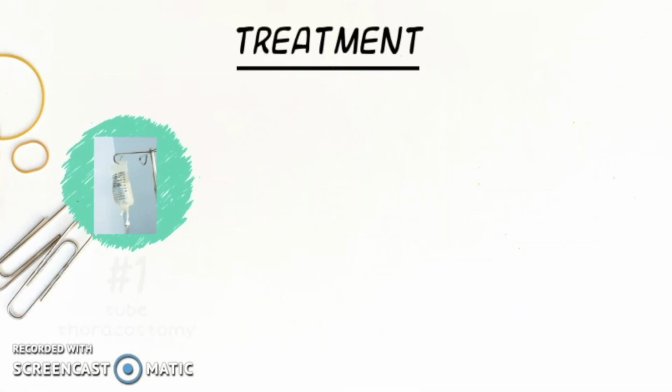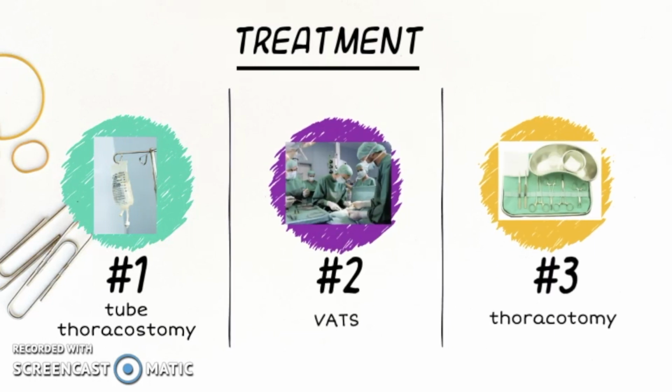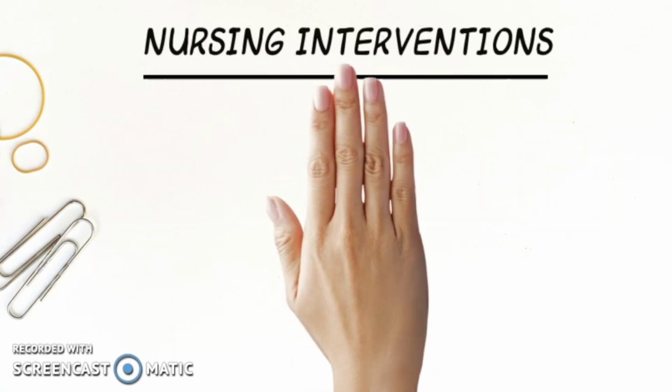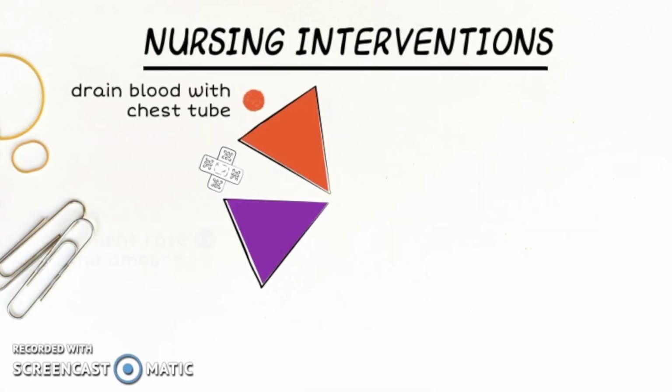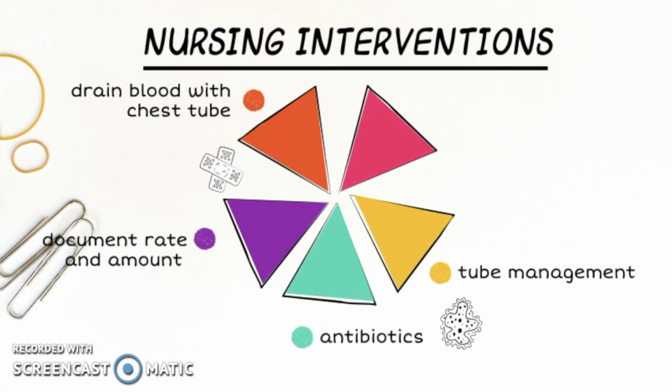Treatment includes tube thoracostomy to drain the blood, video-assisted thoracoscopic surgery, and a thoracotomy to remove the scarred and fibrous tissue. Nursing interventions include documenting the rate and amount of draining blood while also assessing vital signs and administering antibiotics.